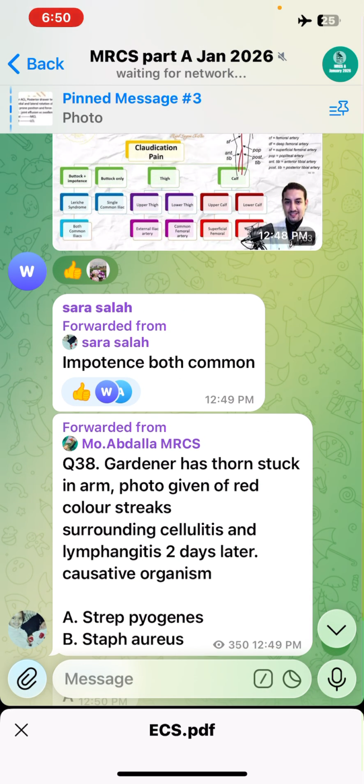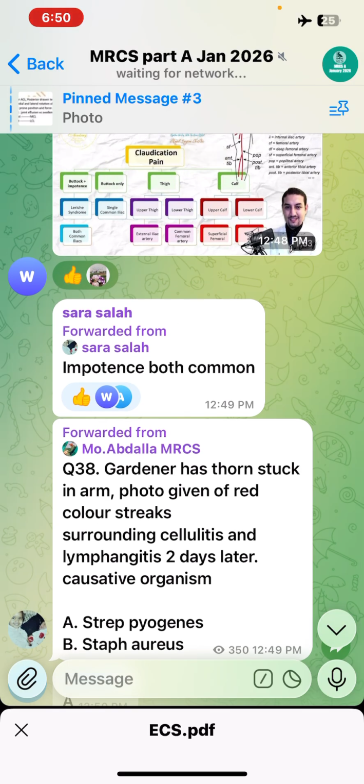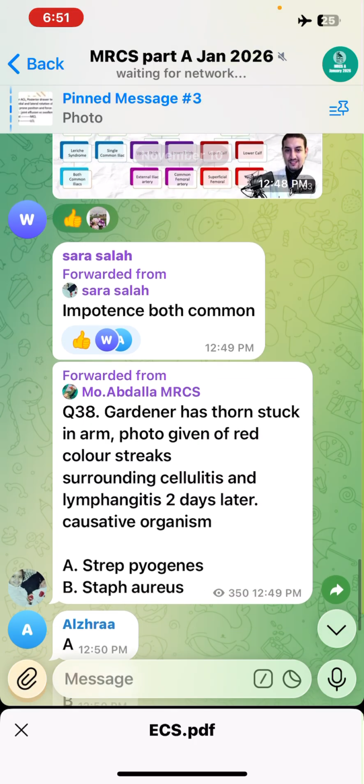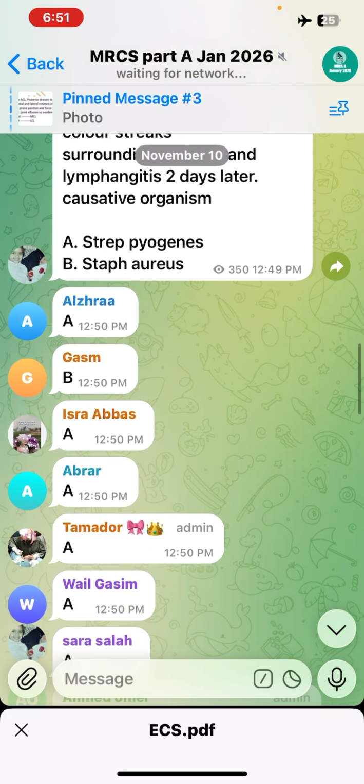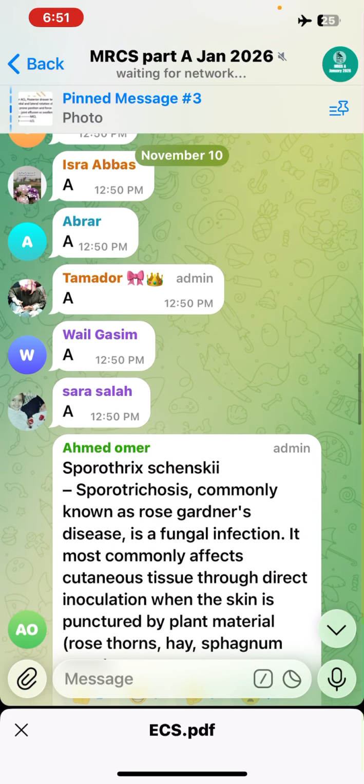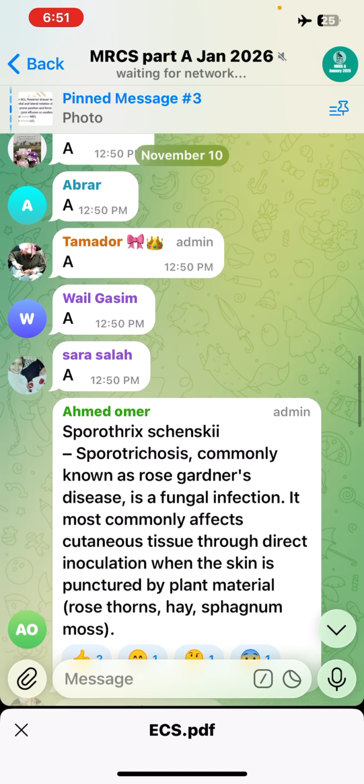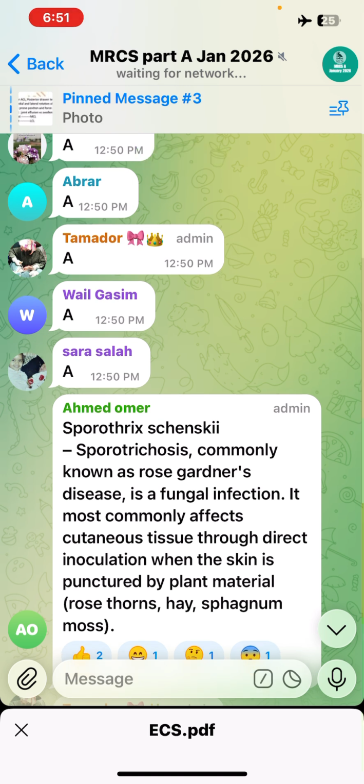Gardener with a thorn prick in the arm, photo given of red streaks surrounding cellulitis, lymphadenopathy, 2 days. Causative organism: Staph aureus or Streptococcus pyogenes? Now these are sporotrichosis. Sporotrichosis is commonly known as Rose Gardener's disease, a fungal infection. It most commonly affects the cutaneous tissue through direct inoculation when the skin is punctured by plant material. This is sporotrichosis.